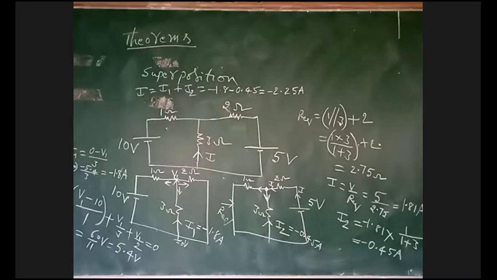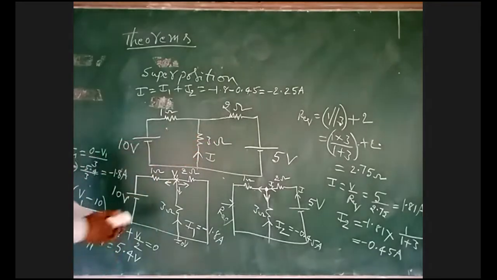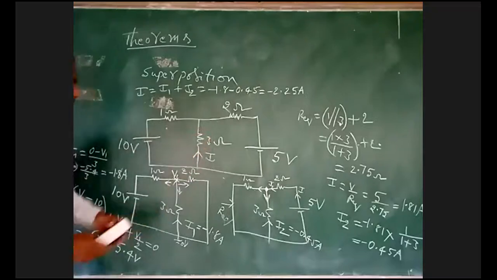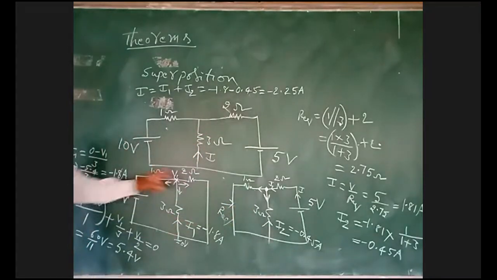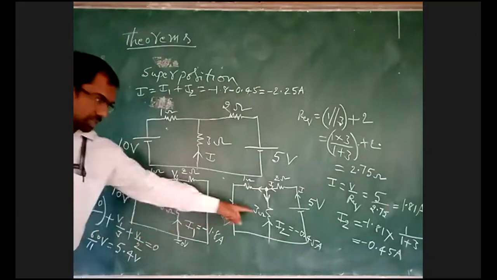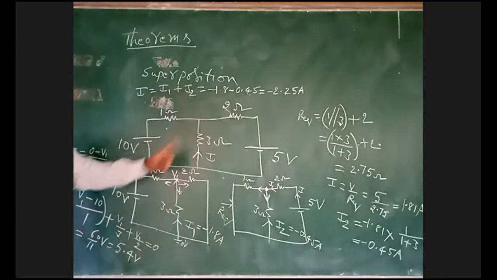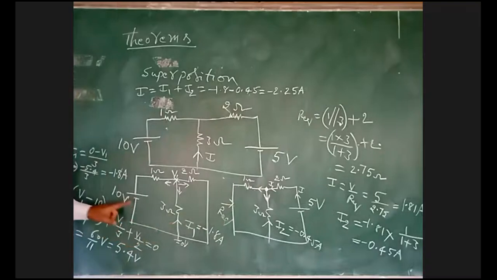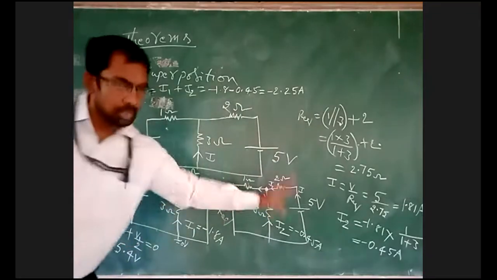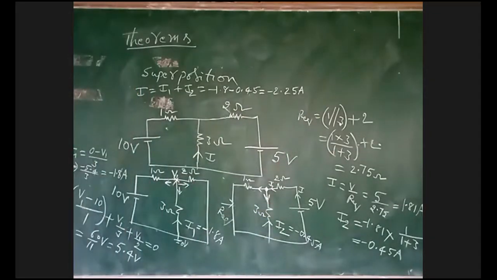What is the meaning of this? The current in any one particular branch is equal to the sum of currents only in this branch. In this particular branch only we are taking. We are not taking in 1 and 2 ohms. We are taking the current in 3 ohms only. The current in any branch is equal to the sum of currents in that particular branch when considered each source, this source and this source, separately. Is it clear? This is the statement.